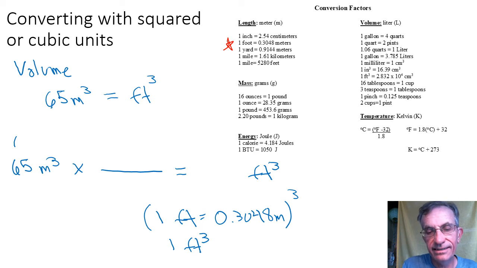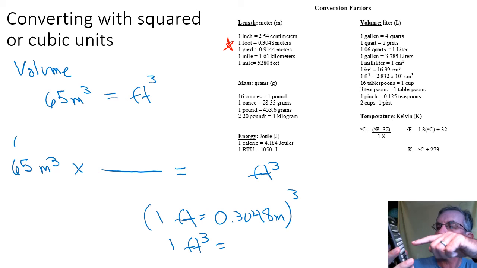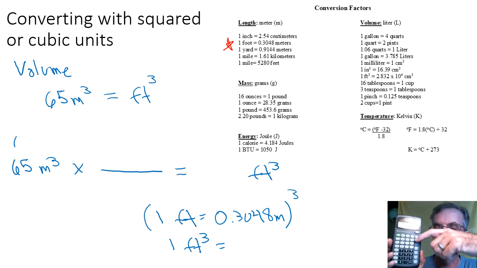Now, I also need to cube this number, the 0.3048. So how do you do that on your calculator? How do you cube a number? Now, again, on your calculator, it might be a little bit different. You might need to figure it out a little bit. But on my calculator, the way you cube a number is you use this y to the x button. You can raise any number to any power you want with this button.